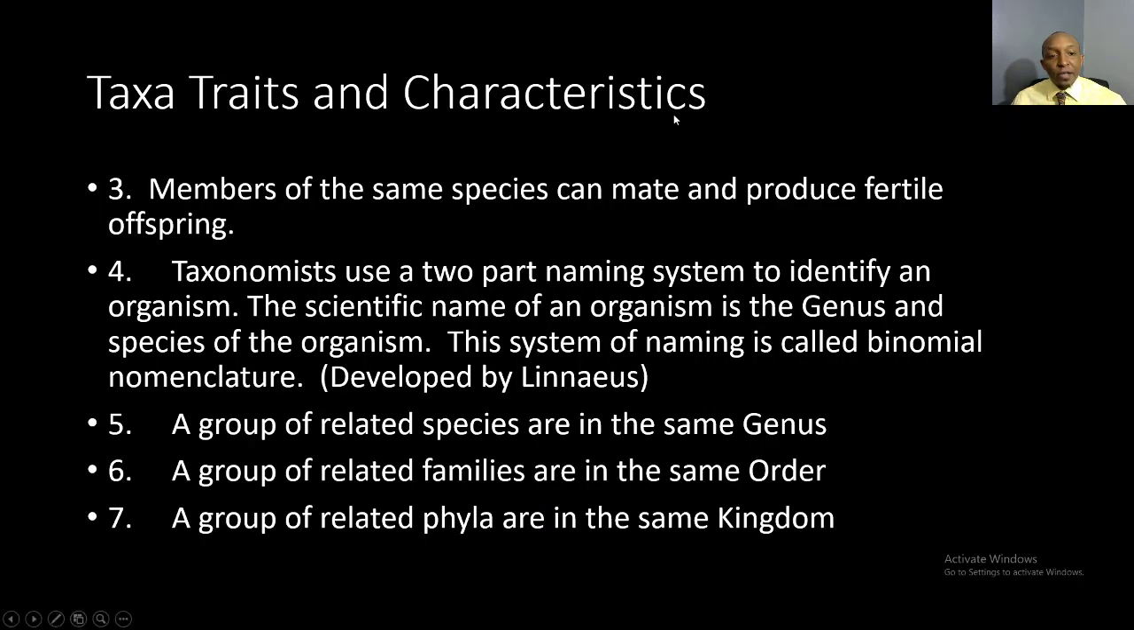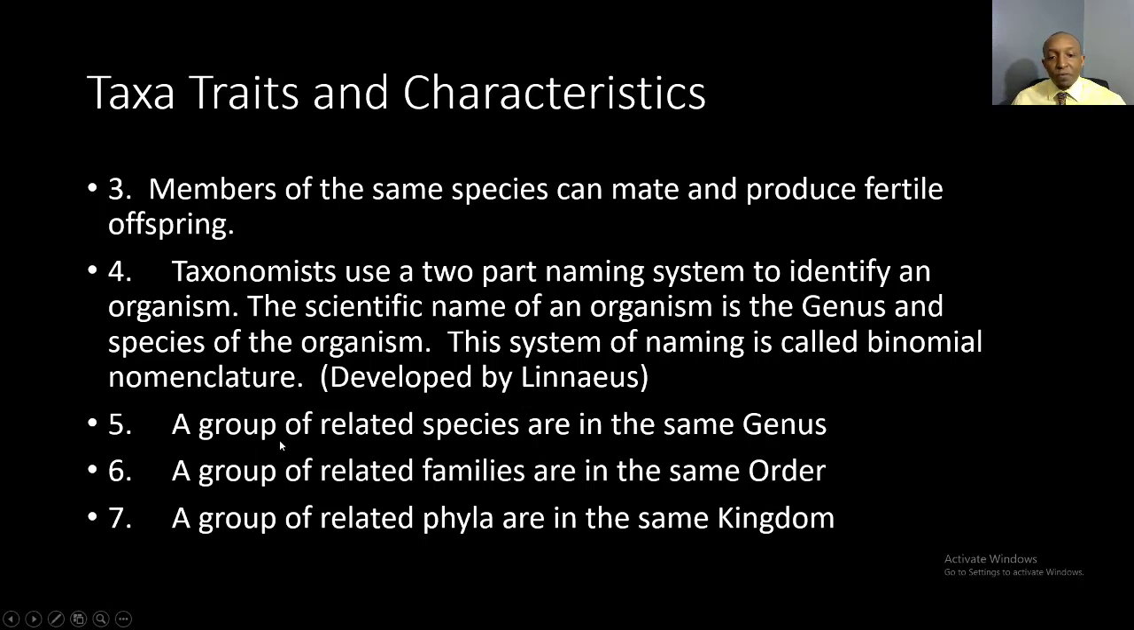So taxa traits and characteristics. Members of the same species can mate and produce fertile offspring. If they're not of the same species, they can mate, but they won't be able to produce fertile or living offspring. Number 4, taxonomists use a two-part naming system to identify an organism. The scientific name of an organism is the genus and species of the organism. This system of naming is called binomial nomenclature once again, and it was developed by Linnaeus.